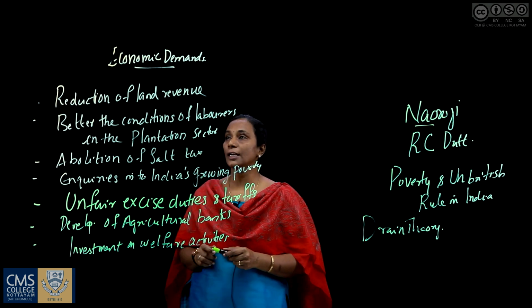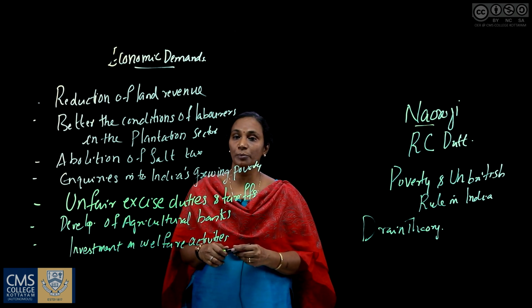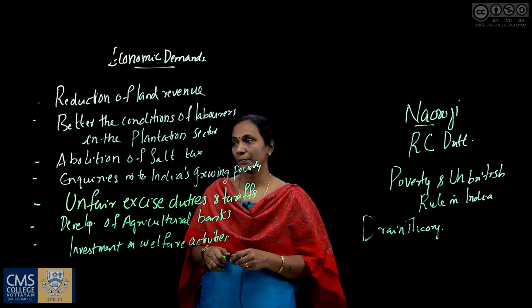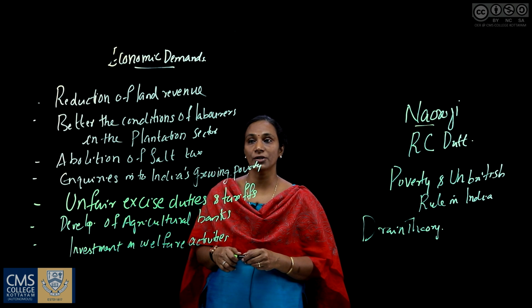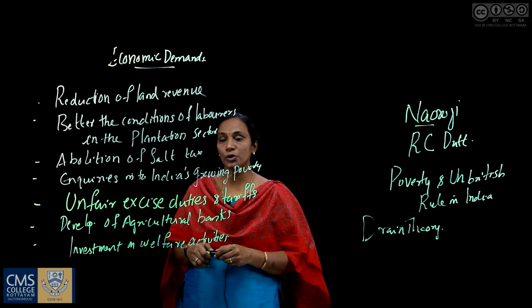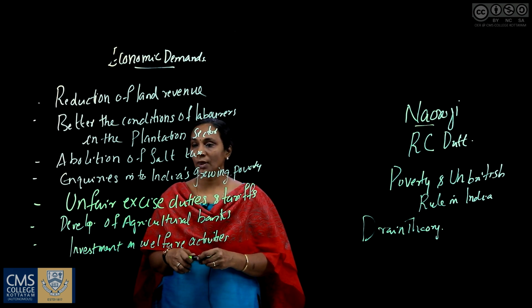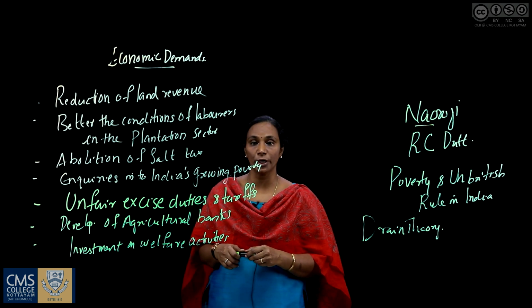They demanded the reduction of land revenue. They also demanded that the government should make efforts to free the peasants from the clutches of the money lenders. They also asked the government to better the condition of laborers in the plantation sector, and also to abolish laws like the salt tax. They also asked the government to make inquiries into India's growing poverty, to put an end to unfair excise duties and tariffs.